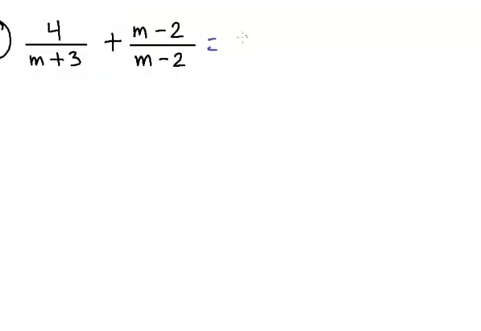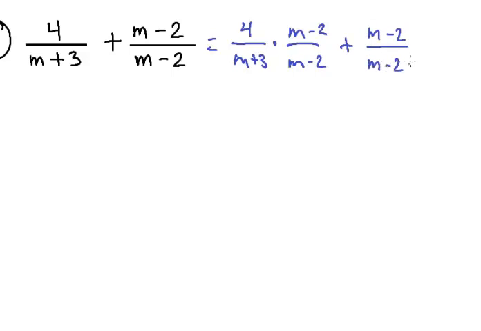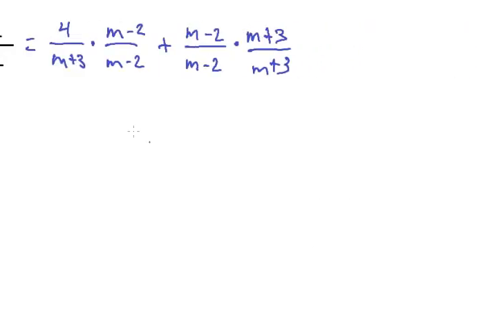So this thing is going to be equal to the first fraction. I'm going to multiply it with m minus 2. And the second fraction, okay, I'm going to multiply with the thing that they're missing. The second fraction is missing m plus 3. It doesn't have it. So I'm going to multiply with m plus 3, so that both fractions have the same factors.